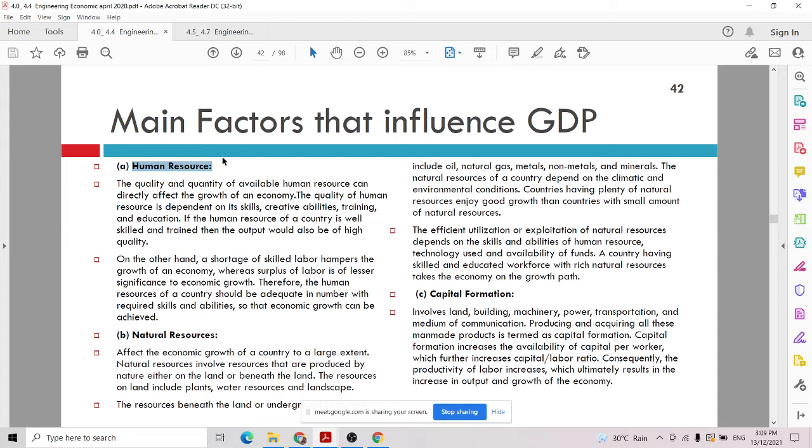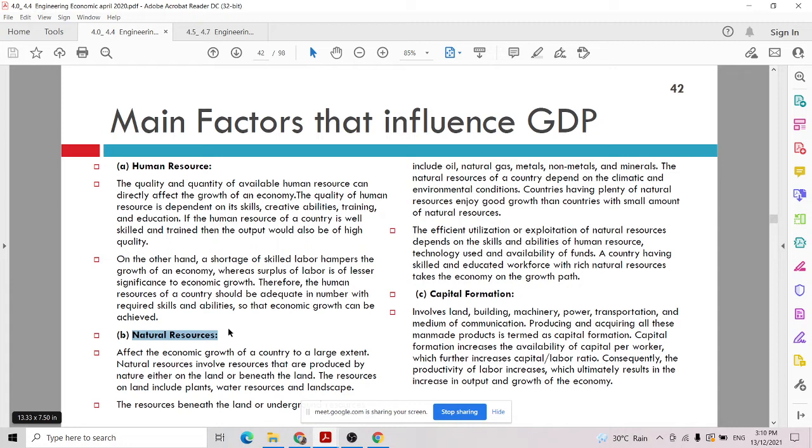Then you have the natural resource. Other than human resource, you must have natural resource if you want to produce goods. The natural resource either comes from the country itself, or you need to import it, depending on the market and supply.